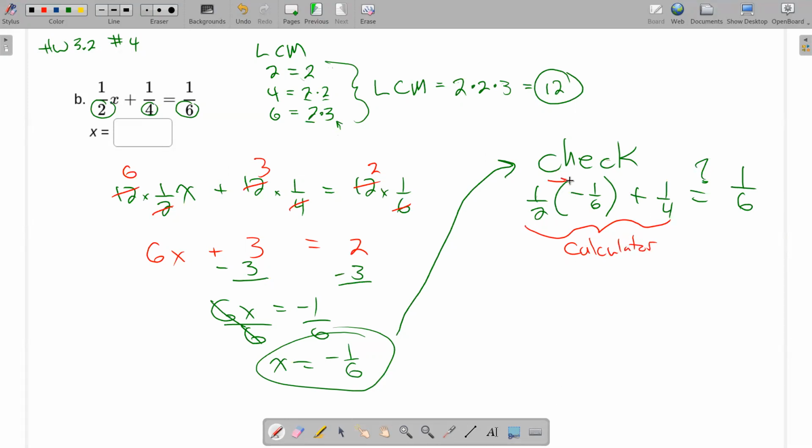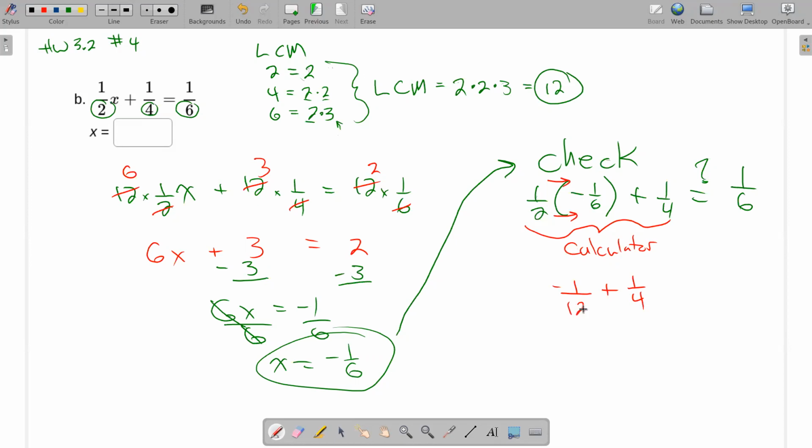I'm just going to remind you about fractions. When you multiply 2 fractions together, you multiply numerators and denominators. So 1 times 1 is 1. 2 times 6 is 12. Positive times a negative is a negative. And then here I need a common denominator.